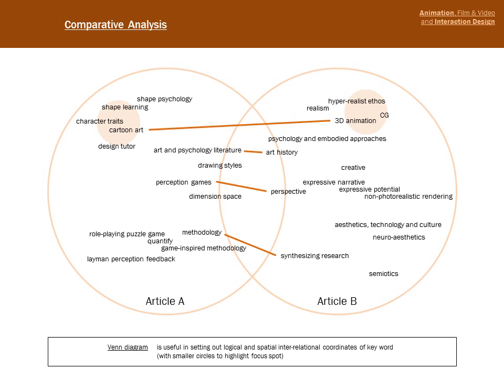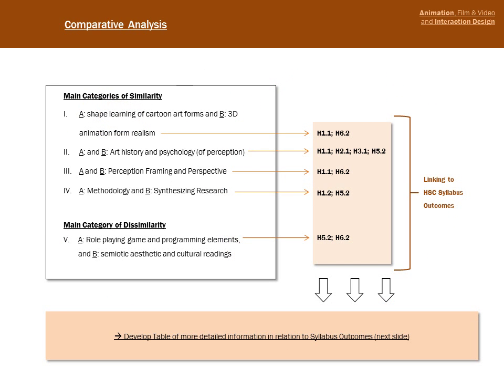And having a look at the connection at the bottom, there is methodologies and synthesizing research, which will be highlighted. In the overall comparative analysis diagram, we take those four main points of similarity as well as a last point of dissimilarity, and look at how those connect across to the syllabus outcomes. Once they're connected to the syllabus outcomes, we can see down the bottom that there is a table which can be set up.